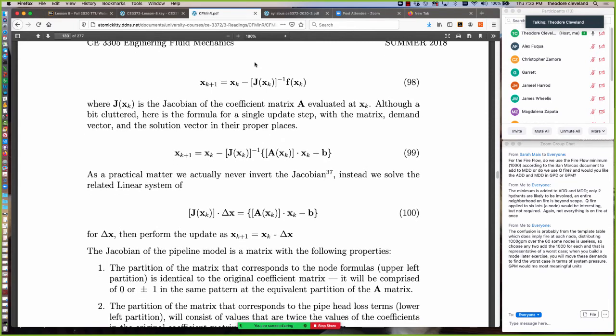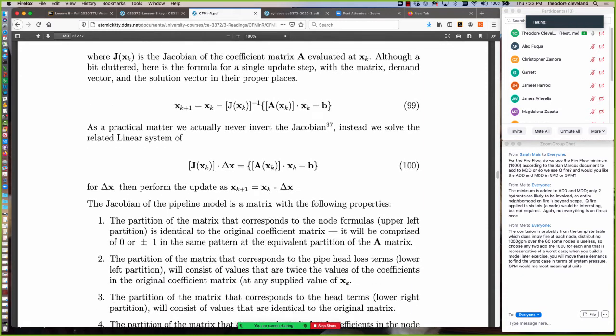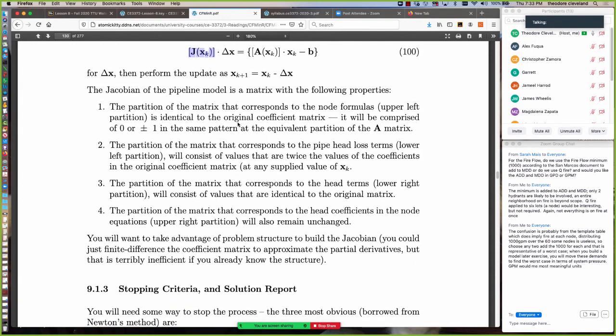So this repeats the whole Newton-Raphson method that was showed you above, only uses the right letters of the alphabet for this problem. Ultimately, here's what we're solving is Jacobian times delta x equals this right-hand side. And here are the rules for the Jacobian. The partition in the matrix corresponding to the node formulas in the Jacobian are identical as those in the original coefficient matrix. So we will have zeros, plus ones, or minus ones in the same pattern as in the coefficient matrix.